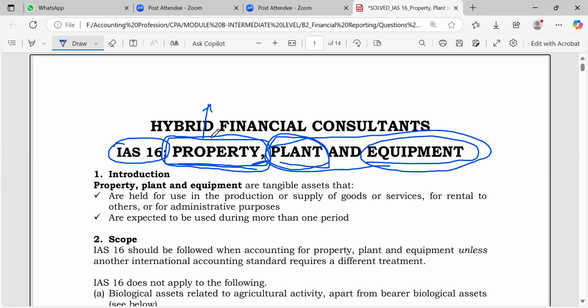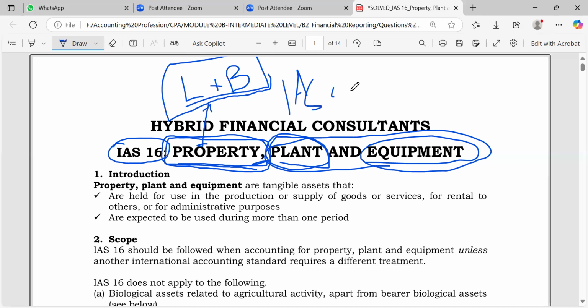But under this case, when we speak of property, we only speak of land and buildings. Anything other than land and buildings is not called property. To give you a better picture, you will later study something called IAS 40. IAS 40 speaks of investment property. You can see the point now: investment property.